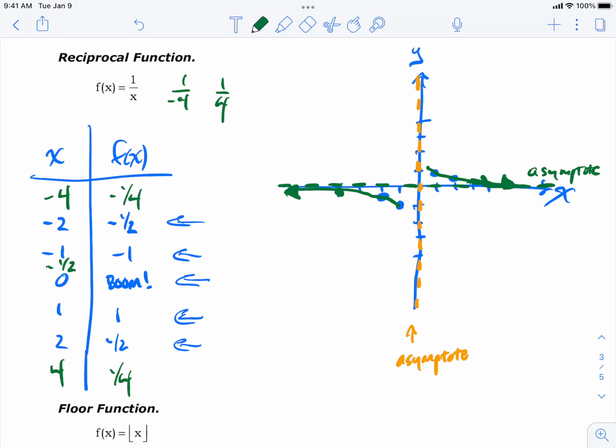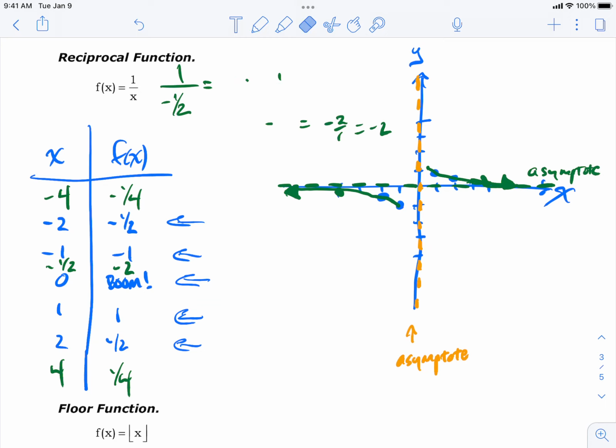If I plug in -1/2 for x, 1 over -1/2, what's that? Well, there's a couple ways you could get at this. One way you could get at this is you could say this is a 1 being divided by a -1/2. A 1 over 1 times the reciprocal, you end up with a negative 2 over 1, which is a negative 2. That's one way to get at it. So this should come out to negative 2.